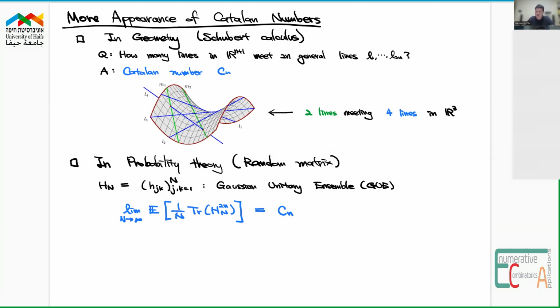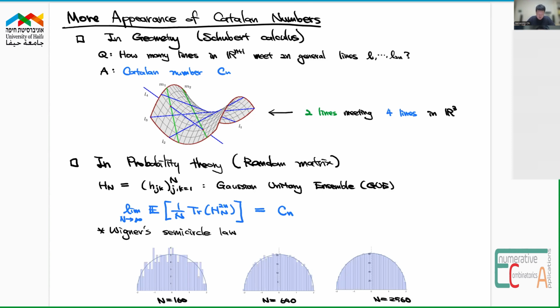It's the expectation of the trace of a certain power of your matrix. And surprisingly, this normalized spectral moment converges to the Catalan number. This appearance of the Catalan number is not just a mere coincidence or a fun fact. It is actually very useful because it can be used to prove Wigner's semicircle law, which asserts that if you take a Gaussian unitary ensemble, take its eigenvalues and draw a histogram, then as n grows, it gets more and more similar to the semicircle. This interesting fact can be proved using this identity involving Catalan numbers.